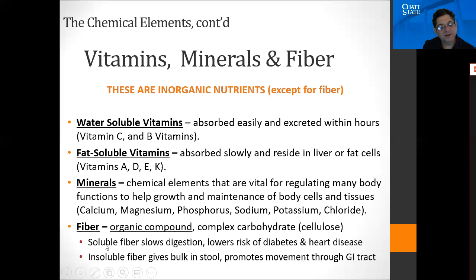For fiber, the difference between soluble and insoluble, they're both good. First of all, you've got to have fiber in the diet. Soluble fiber slows digestion, lowers the risk of diabetes. Insoluble just gives the bulk in stool, promotes great GI movement, a great GI tract.